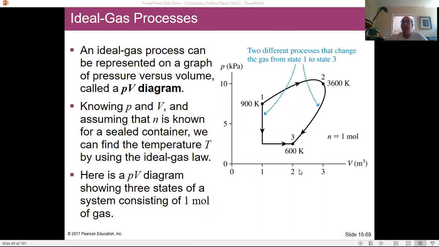Okay, let's talk about ideal gas processes. An ideal gas process is a process that you do with an ideal gas, expanding it, contracting it. There are lots of different ones.